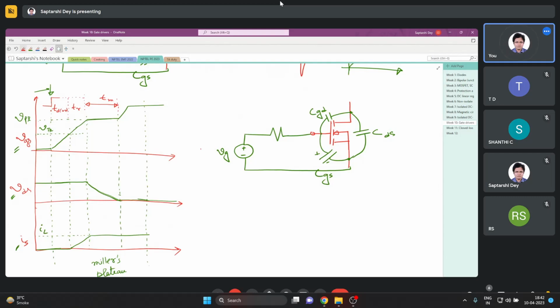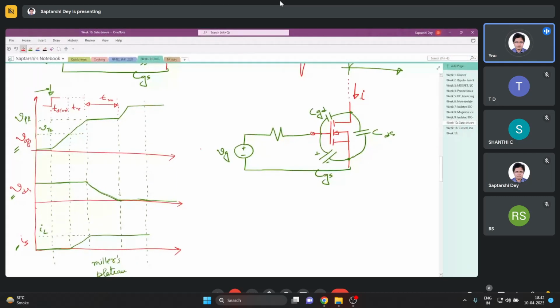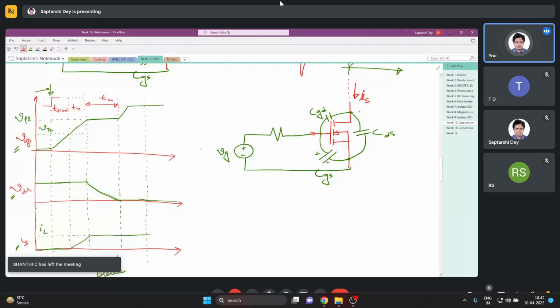Now what happens, there is some voltage source here somewhere which can get current to flow through the drain of the switch. Now it flows through the drain of the switch. Now what happens is... just a minute. Yeah, so the current first increases.